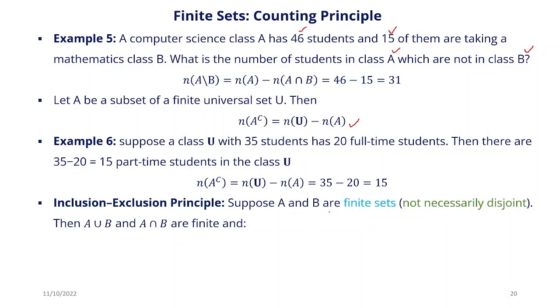Suppose A and B are finite sets, not necessarily disjoint. They are not disjoint now, so they probably have an intersection somewhere. Then A union B and A intersection B are also finite. In this case, we say n(A union B), which we previously described for disjoint sets, will now be n(A) plus n(B) minus the intersection. It has to be removed.